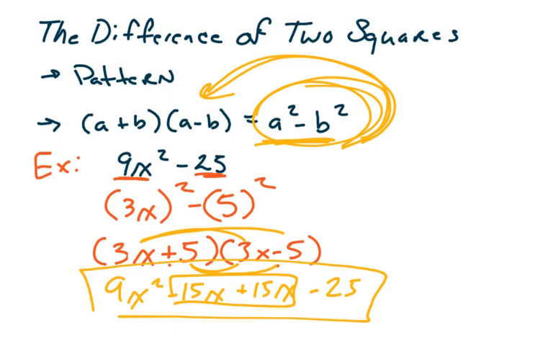So let's do another example. Let's do maybe a harder one here. Example 2: 169x squared minus 1.